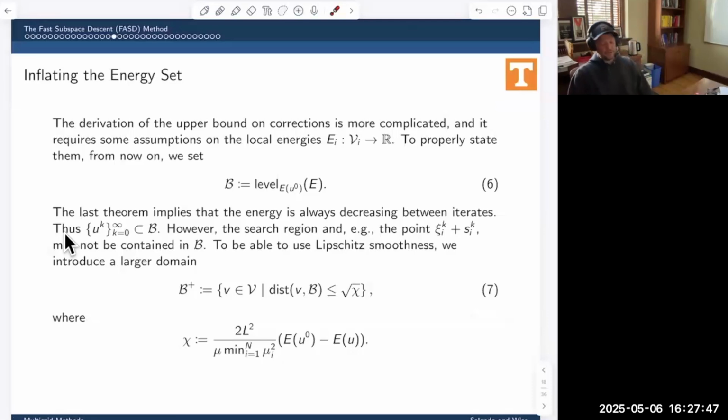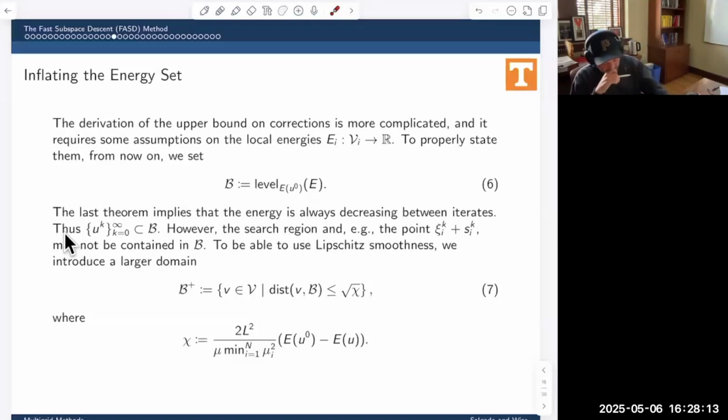Now, to get the upper bound on corrections, it's a whole lot of work and effort and pain and suffering. But I'm going to go through it rather quickly, and I'm going to try to highlight just the important points of the analysis. The tedious stuff is stuff you'll never remember anyway, so I just want you to remember where you can find this analysis if you ever need it.